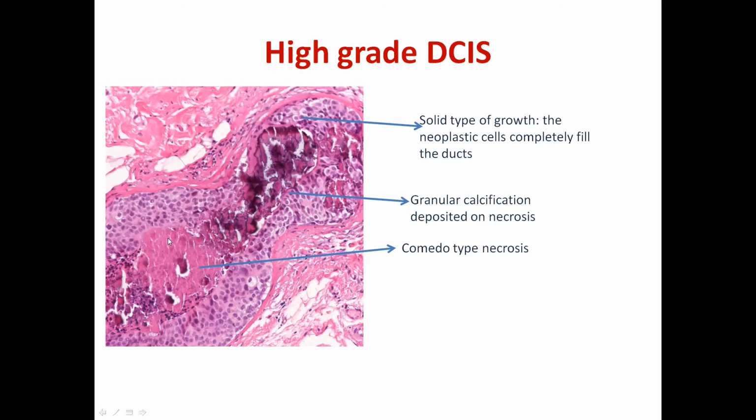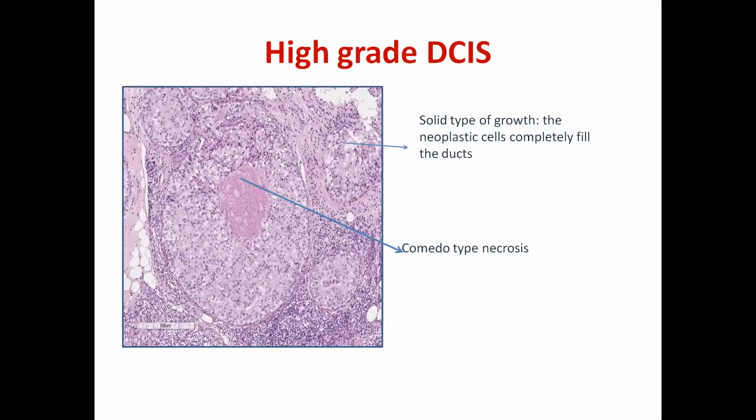It is a comedo type necrosis, and in this necrosis, on the residual cells, on the dead cells, we have deposition of calcifications, and these calcifications you see are very large, very irregular, and you can see them very, very easily on mammograms. Here another example, you see that you have this solid growth of neoplastic cells with comedo type of necrosis.